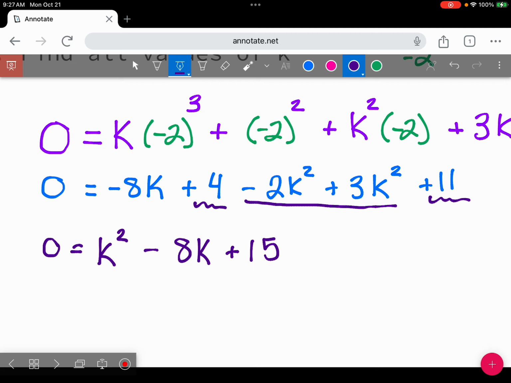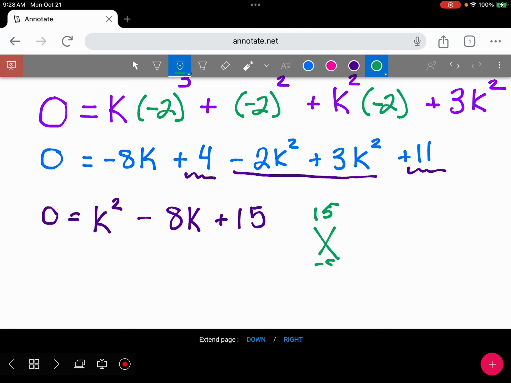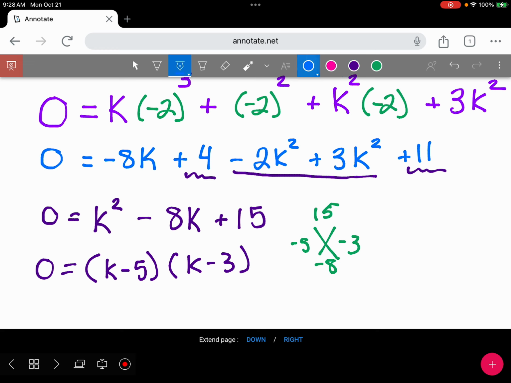How can I figure out what k is? Factor it. Yeah, our pair of numbers that multiplies to make 15 and adds to make negative 8: negative 5 and negative 3. So our factored form here is going to be k minus 5 times k minus 3. So what are my values of k?